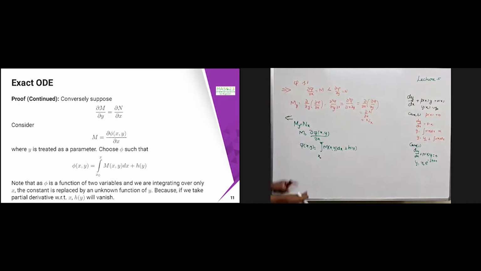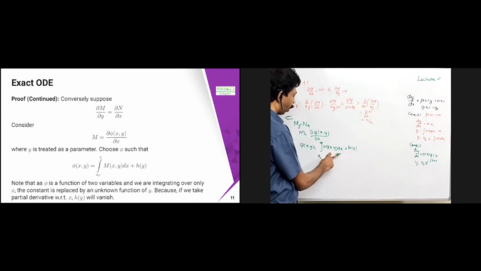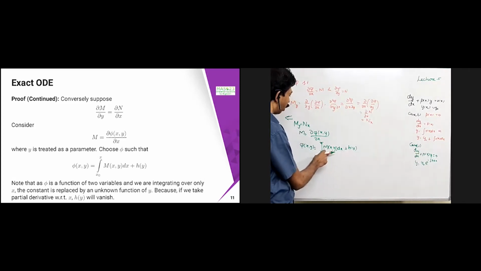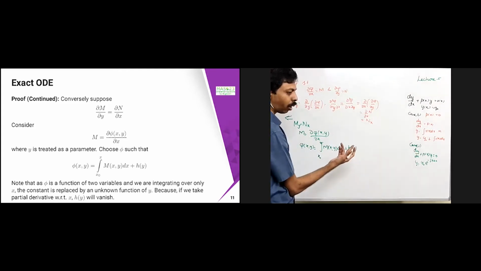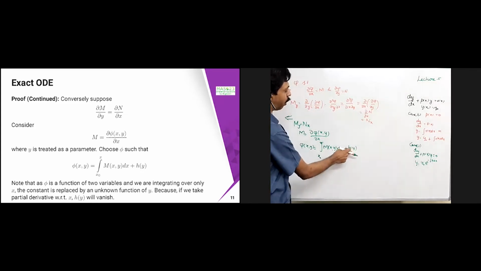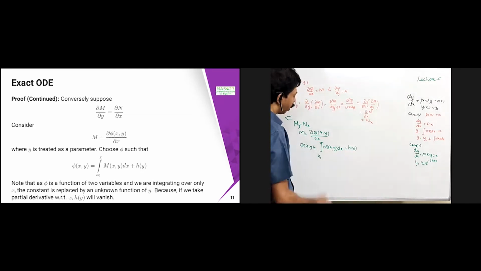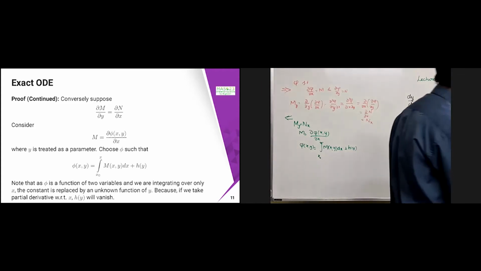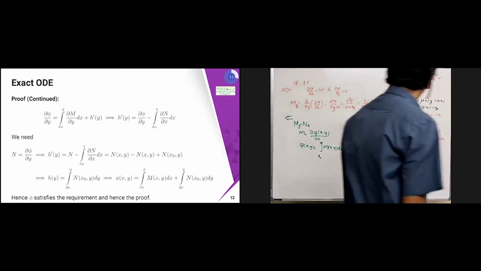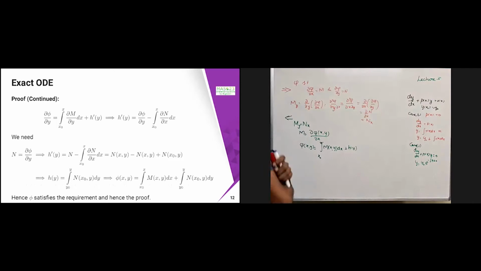Now if you differentiate this with respect to x, you get the derivative of the integral from x naught to x of M of x comma y dx, which is M, because we are differentiating with respect to x only. With respect to x, h of y is constant, so its derivative is 0. Therefore you get the same thing, and the h of y term vanishes, so you don't need to worry about that. Now we have to use the condition M_y equals N_x and find h.